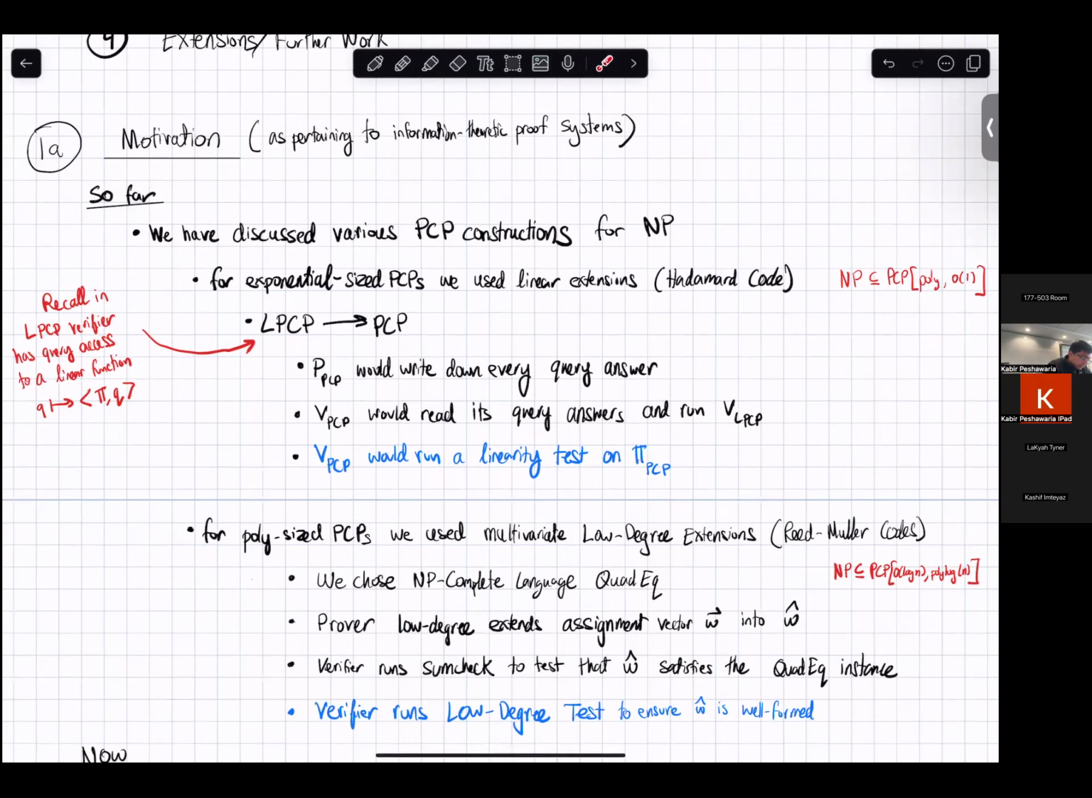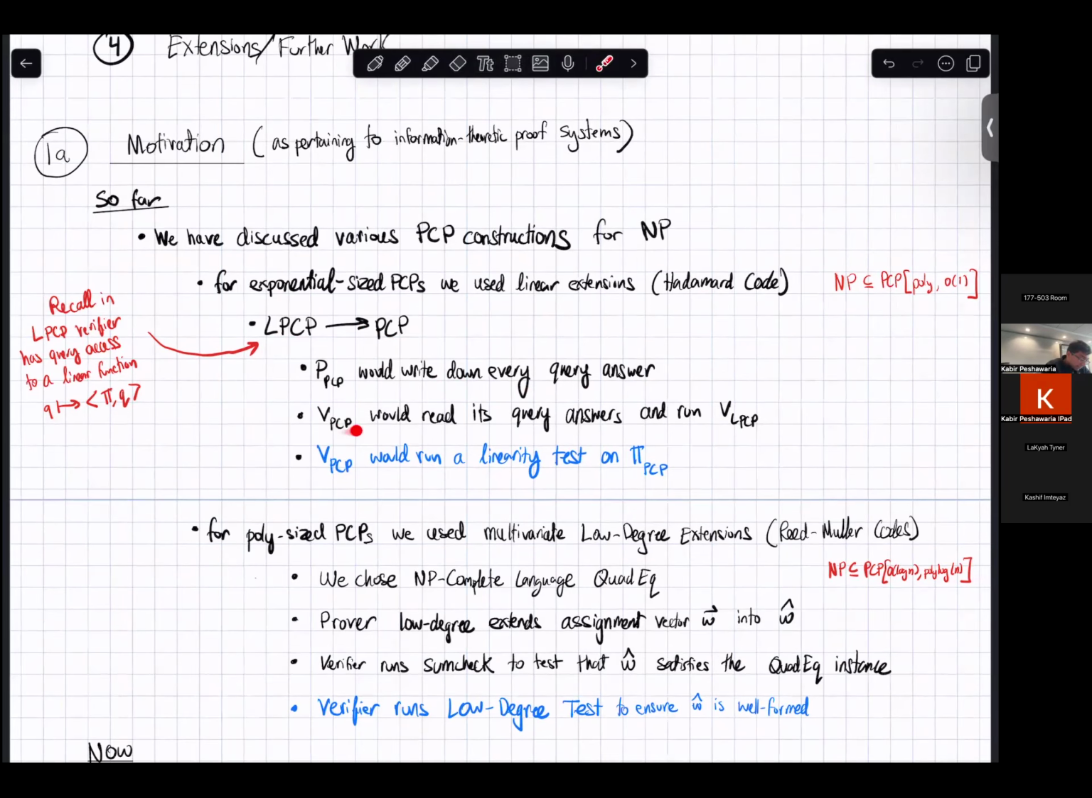And the way this would work is the PCP prover would write down pretty much every query answer to the linear PCP. The PCP verifier would read the query answers and then just run the LPCP verifier. And then there's one extra step which introduces a little bit of a soundness degradation, which is that the PCP verifier would run a linearity test on the prover's PCP strings, the query answers.